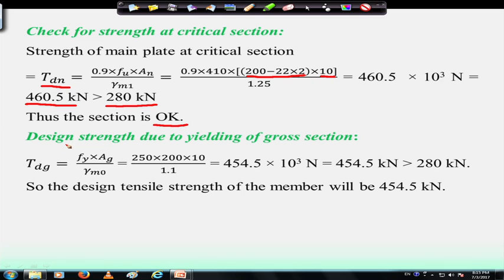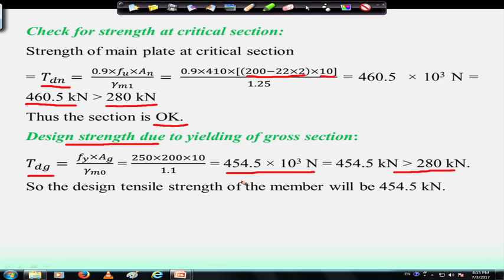So, the design strength of the plate due to yielding of gross section can be calculated as TDG is equal to Fy into Ag by gamma m0, that is coming 454.5 kilonewton. That is also greater than 280 kilonewton.